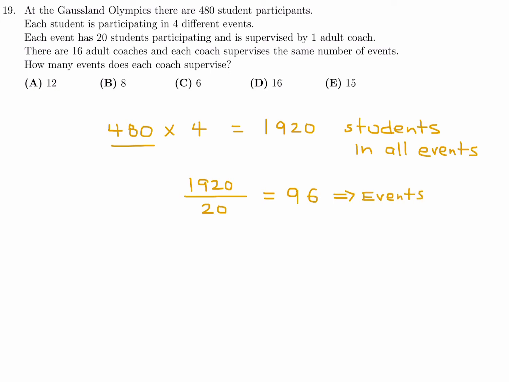This question is a little bit confusing, takes a little bit of thinking in my opinion, especially at the grade 8 level. Okay, so I hope this is clear. Okay, so if there's 96 events, there are 16 coaches. So 96 divided by 16 is how you figure out how many events each coach supervises. 96 divided by 16 is 6. So number 19, the answer is C.